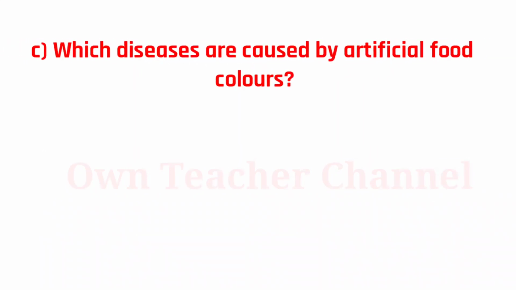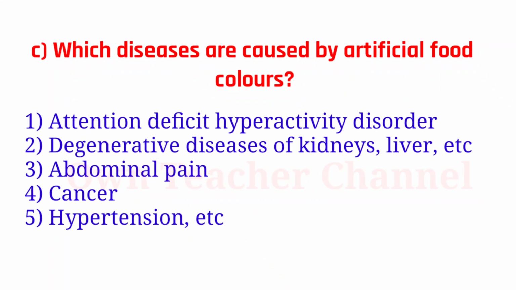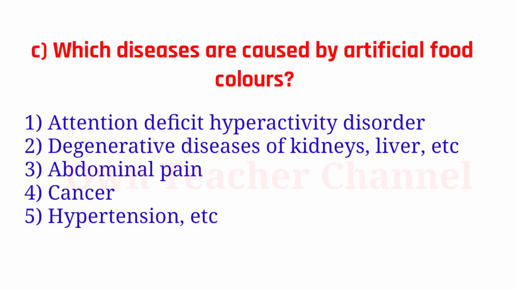C. Which diseases are caused by artificial food colors? 1. Attention deficit hyperactivity disorder. 2. Degenerative diseases of kidneys, liver, etc. 3. Abdominal pain. 4. Cancer. 5. Hypertension, etc.